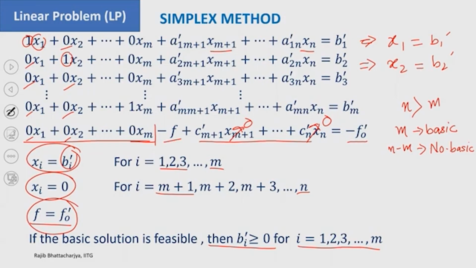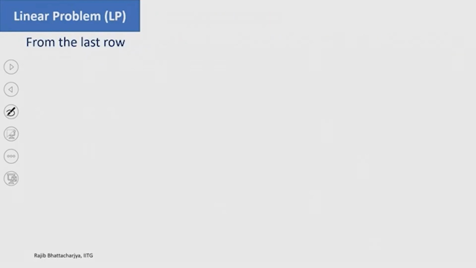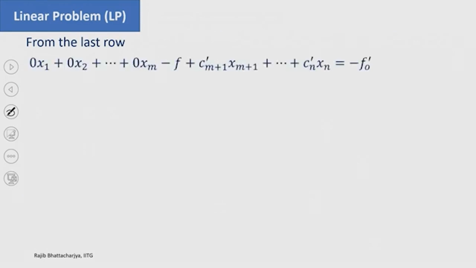So, if b1 to bm are all greater than 0, then I will say that the basic solution we got is a feasible solution. Now, from the last row, the objective function row, the coefficients of x1 to xm are 0, and we are getting minus f, and these are non-basic variables, which is equal to minus f naught dash.